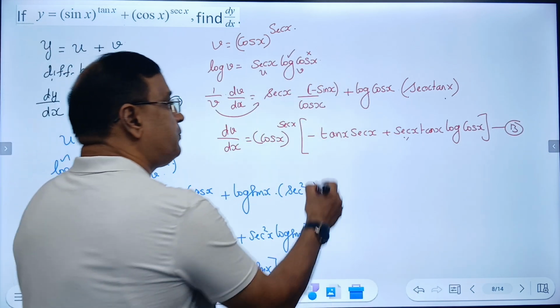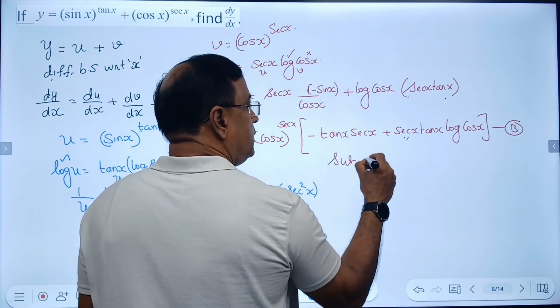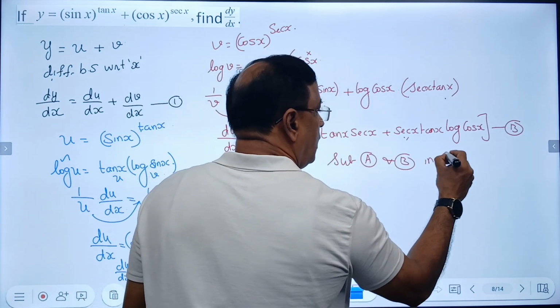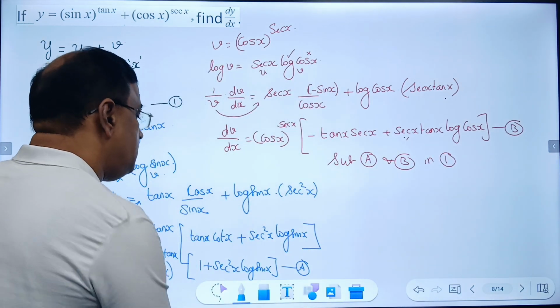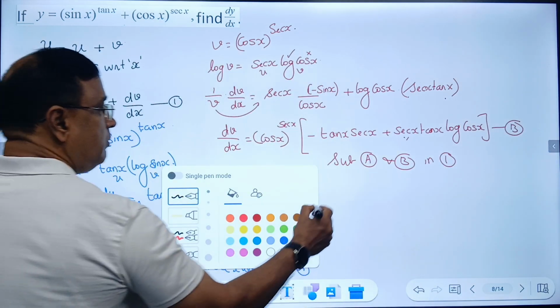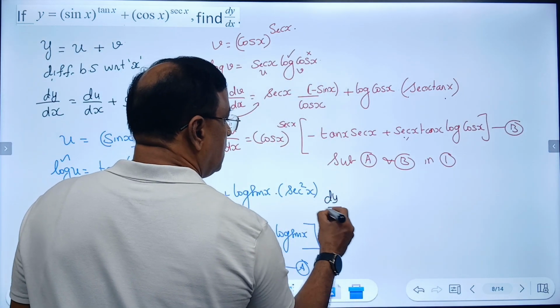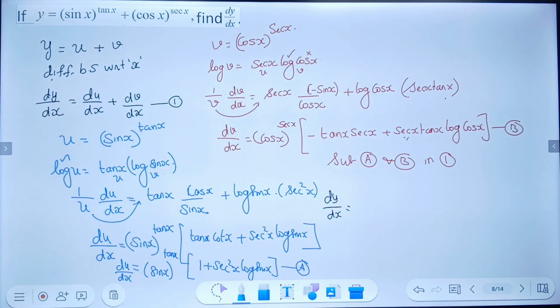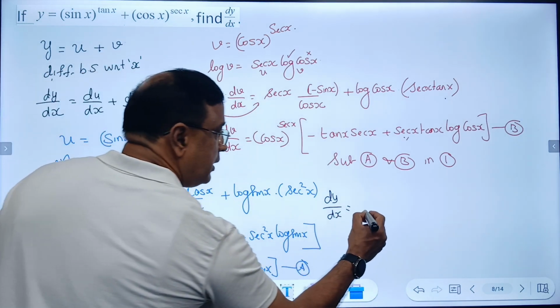Now what do you do? Substitute a and b in 1. So what will happen to that? So dy by dx will be 1. I'm talking about 1, which will be du by dx. What is du by dx? Whatever is there in A, you have to write.